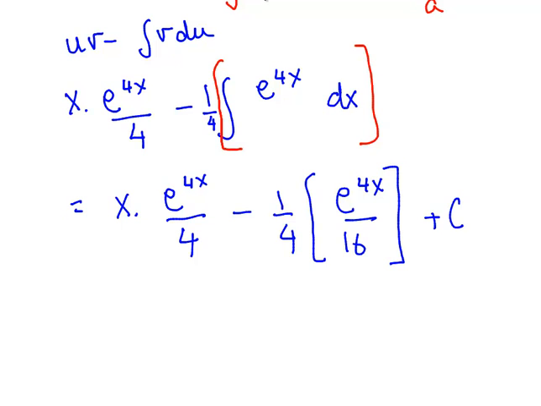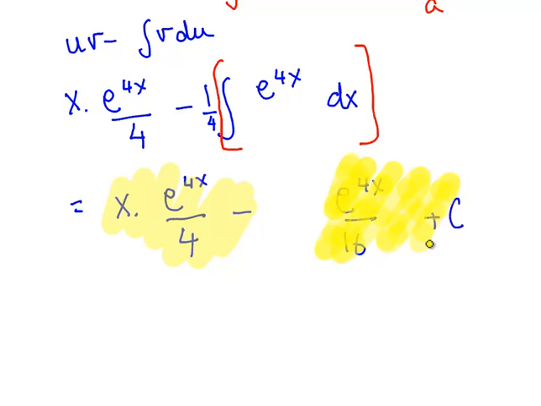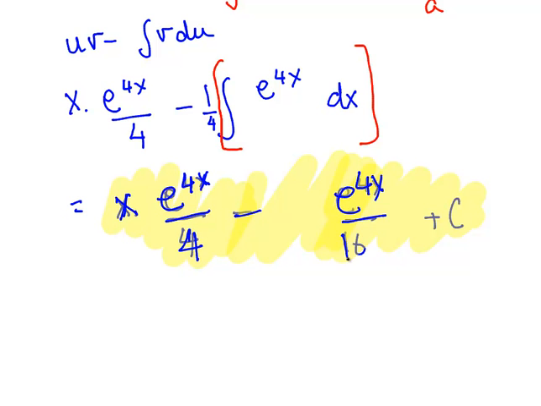And get rid of this, and get rid of those brackets, we don't need them anymore. So that's the answer there. x times e to the 4x over 4 minus e to the 4x over 16 plus c. Okay, so that's the answer to that one.